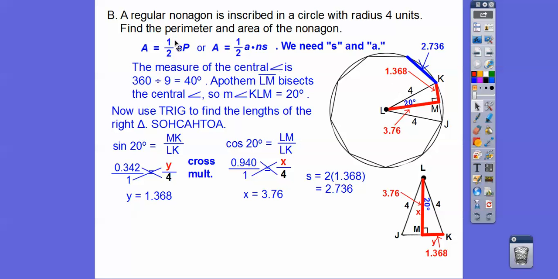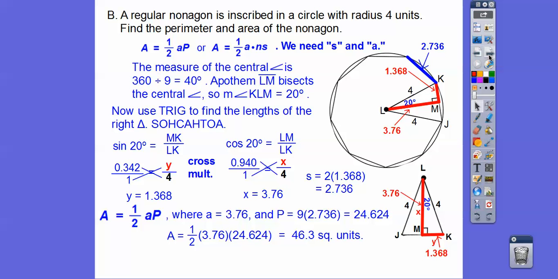So the area is 1/2 the apothem times the perimeter. We just have to get the perimeter. It's 9 times this 2.736. So let's plug it in. Area equals 1/2 the apothem times the perimeter. When we plug that in, we get about 46.3. Whatever the units are, remember it's square units. Area is always square units.